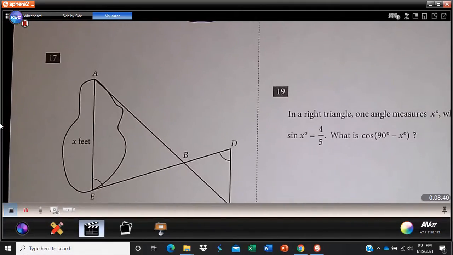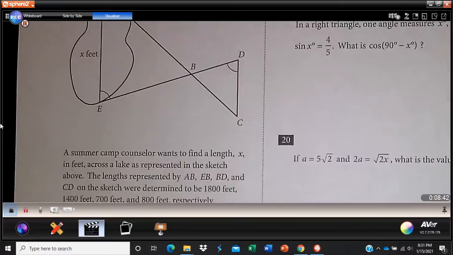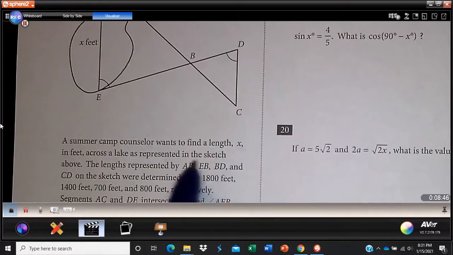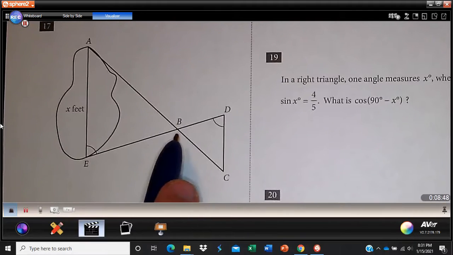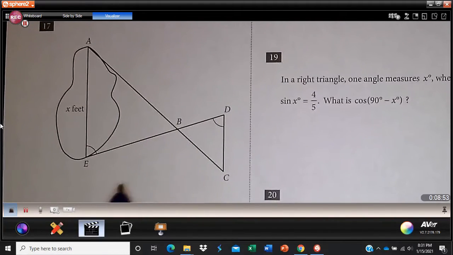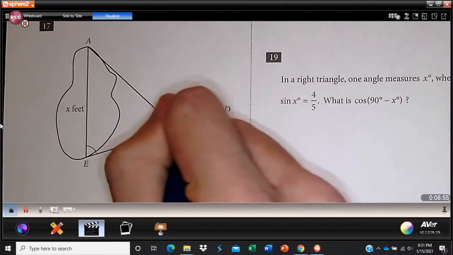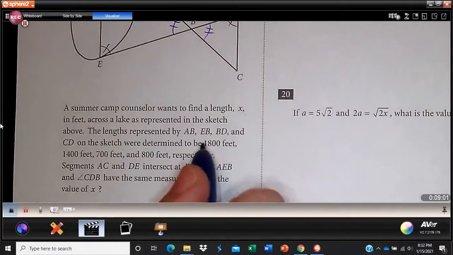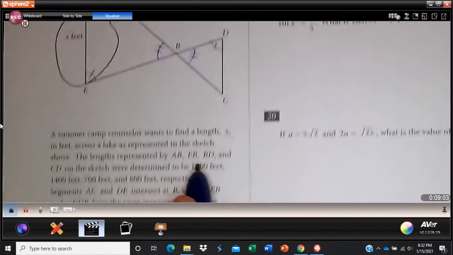17, so geometry, wonderful. We want to find x in the sketch above. My natural instinct is that these are going to be similar or congruent triangles, because otherwise there's not really anything you can do. So these are the same, these are the same, so they are congruent triangles. I'm happy with that. Now I just have to know the relative sizes of each of them.